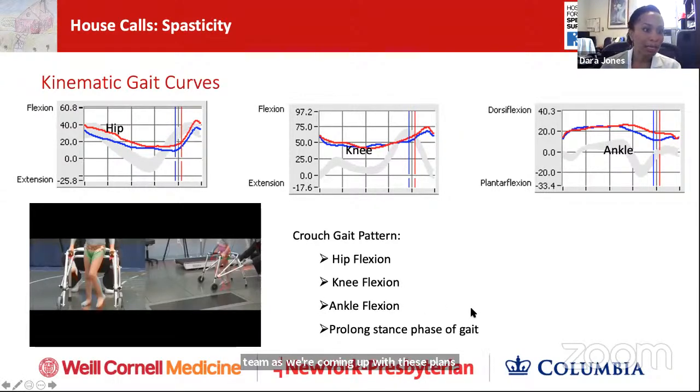So this is an example of graphs. Stay with me, I hope I don't bore anyone, but just briefly, this child here in this picture demonstrates a typical kind of what we call a crouch gait. There's increased flexion at the hips and at the knees, and the ankles are in what we call dorsiflexion. They're kind of bent up. And so this is a common gait pattern that we see in cerebral palsy that's often due to the spasticity.